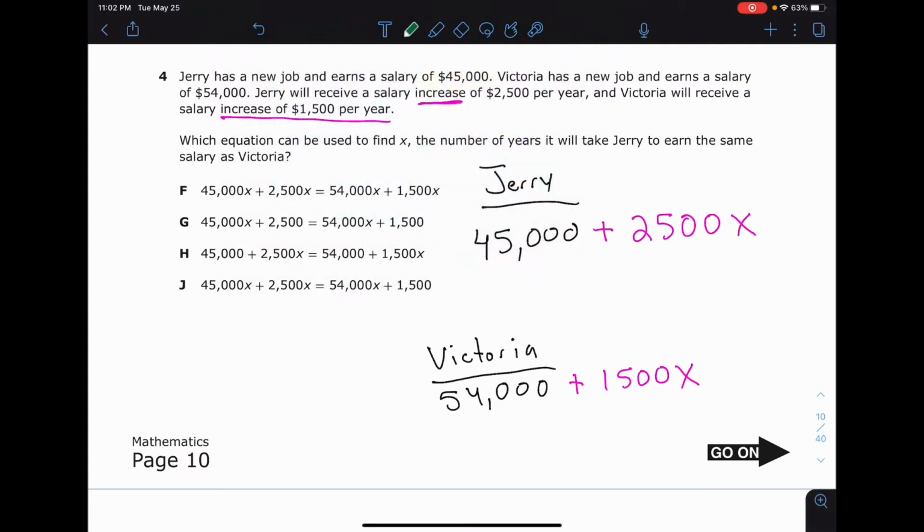The question says, which equation can be used to find X, the number of years it will take Jerry to earn the same salary as Victoria? ¿Cuál ecuación nos va a dar la respuesta? So here, my X is only with the 2,500. El X nada más está con 2,500. I can eliminate G. And I can eliminate J and F. My answer is H. Mi respuesta es H. Porque 45,000 no tiene X.